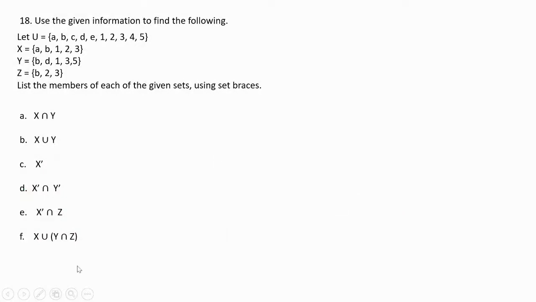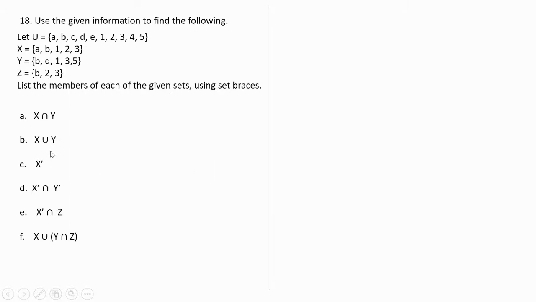Okay, now let's continue. Now comes sets. I believe this is from chapter 7 or 8. It says here, use the given information to find the following. Let U, which is a universal set, equal A, B, C, D, E, 1, 2, 3, 4, 5. Set X equals A, B, 1, 2, 3. Set Y equals B, D, 1, 3, 5. And Z equals B, 2, 3. List the members of each of the given sets using set brackets.